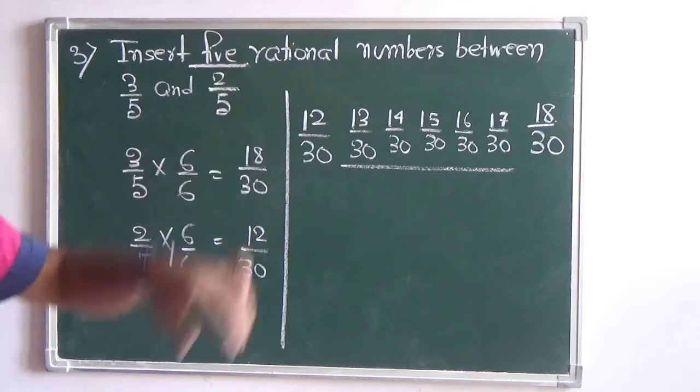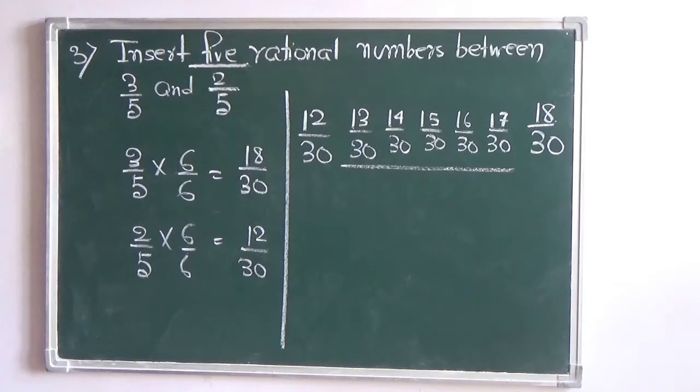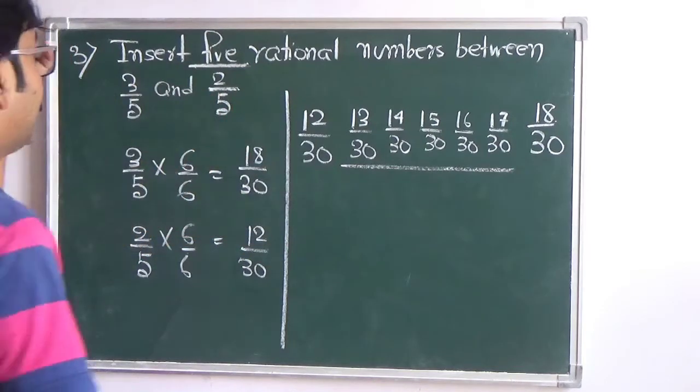Is it clear? Now supposing I take one question where the denominators are different, so you have to make the denominator same. If you have understood this, that will also not be a problem.